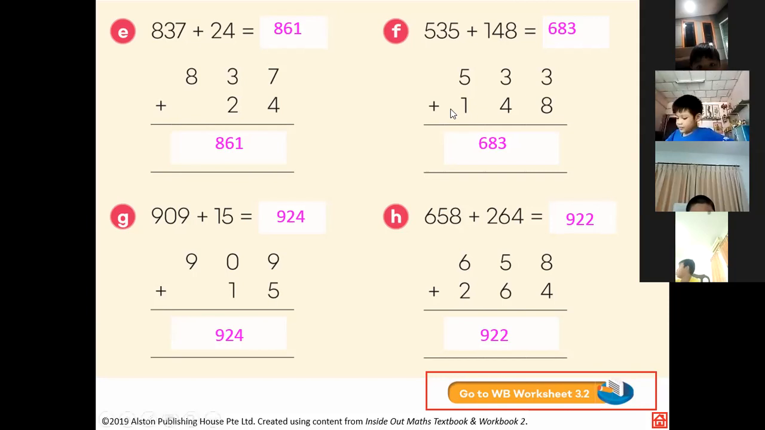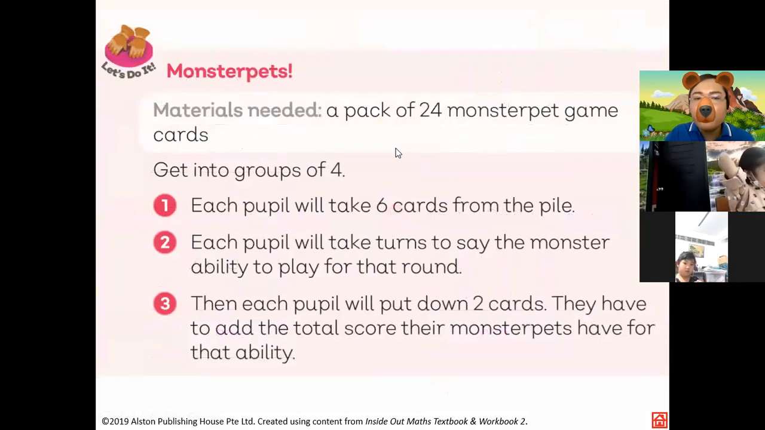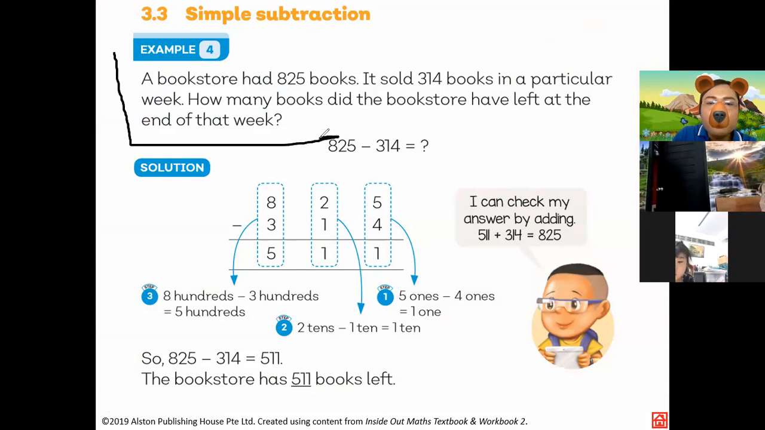Okay, let's continue class. Now turn your book to page number 43. Turn your book to page number 43. So this is a simple subtraction. All right, Brave, can you read example number 4?